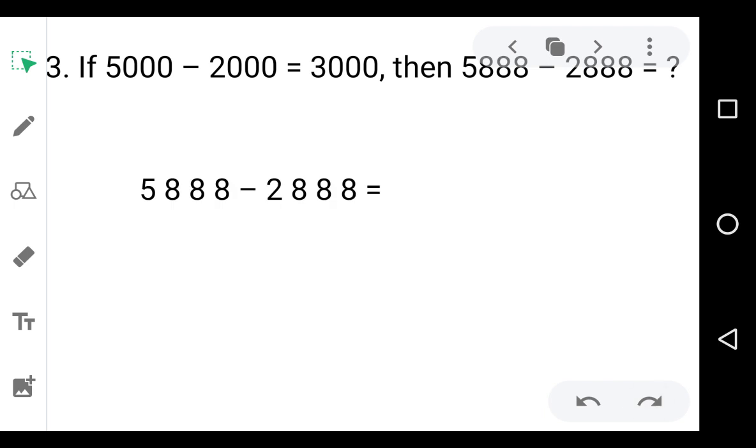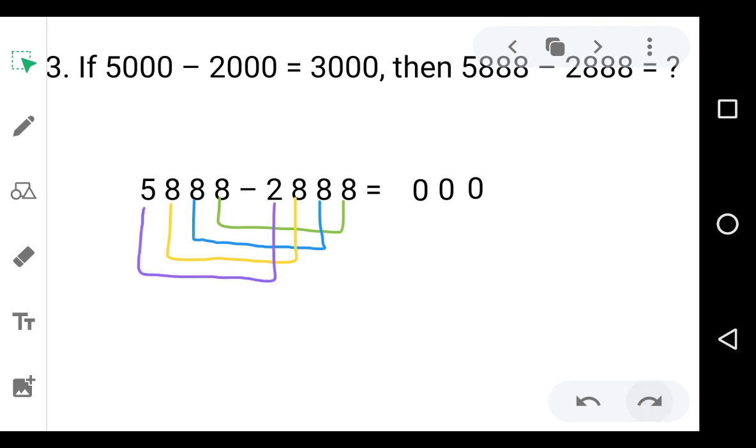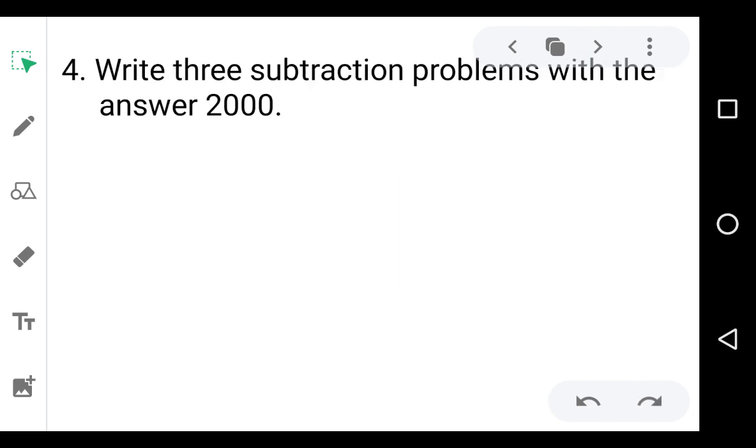So first arrange this number in horizontal order and let's subtract it. See, at the unit place subtract 8 from 8. 8 minus 8, 0. At the tens place 8 minus 8, 0. At the hundred place 8 minus 8, 0. At the thousand place 5 minus 2, 3. So we get the answer 3,000. Now come to question number 4.